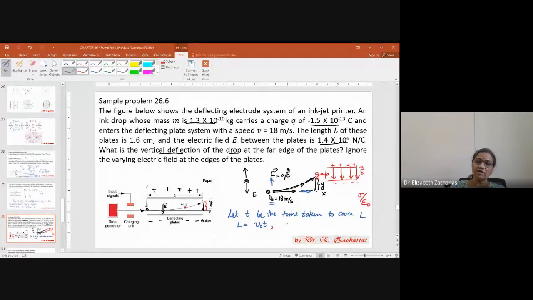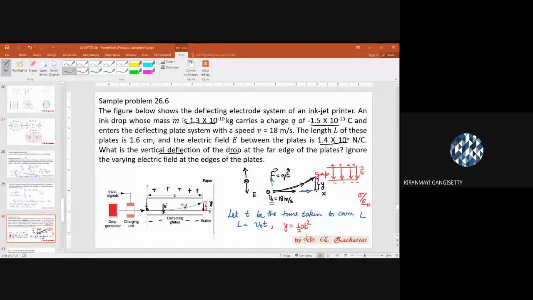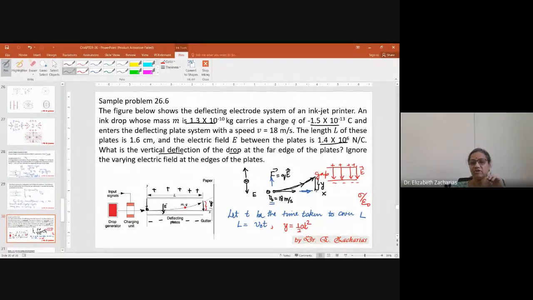So we can also say y is equal to half a t square. Why am I saying y is equal to half a t square? Anyone? Initial velocity along the y-axis is 0. Very good. Therefore, s is equal to ut plus half a t square. I'm just going to use that. So I can say y is equal to half a t square.